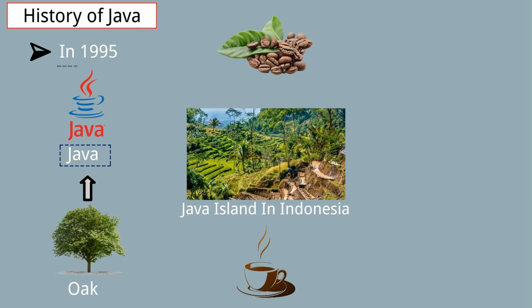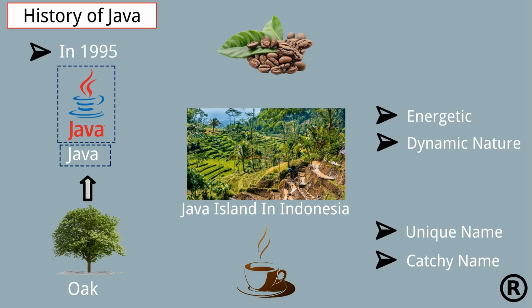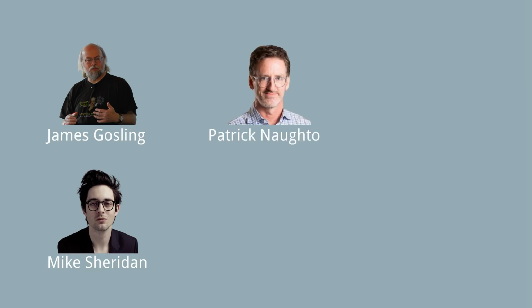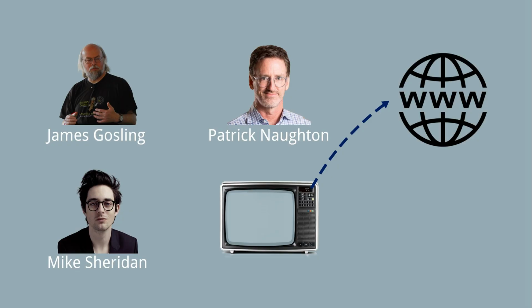That's why if you see the logo of Java, it's a coffee cup, because it is connected to coffee beans from Java Island, Indonesia. In the logo, the rising steam adds a fun and lively element, representing the language's energetic and dynamic nature. So, Java was seen as a unique and catchy name that could be trademarked without any issues. Using Java, James Gosling, Mike Sheridan, and Patrick Naughton initially wanted to make a system for interactive television, but later they changed it to work on the World Wide Web.